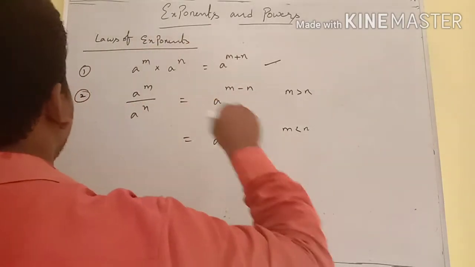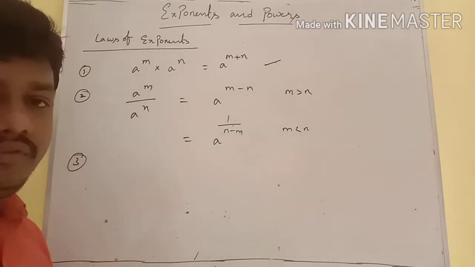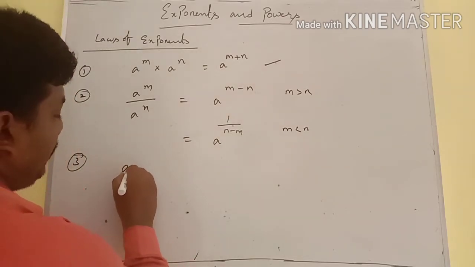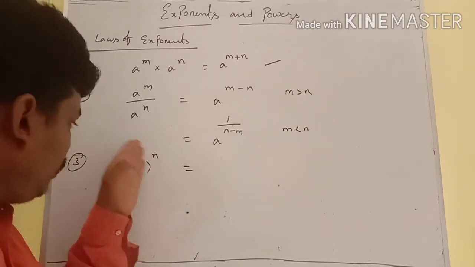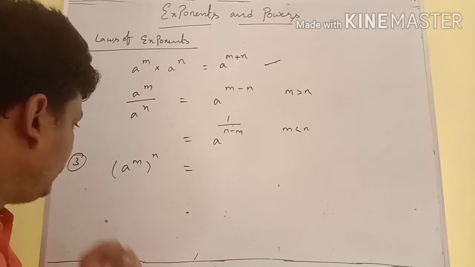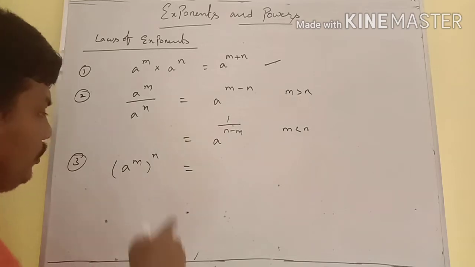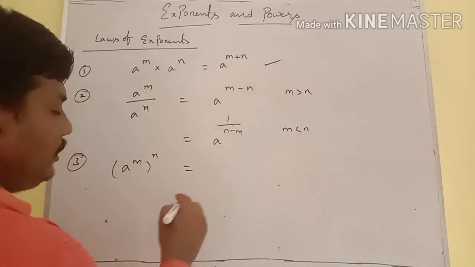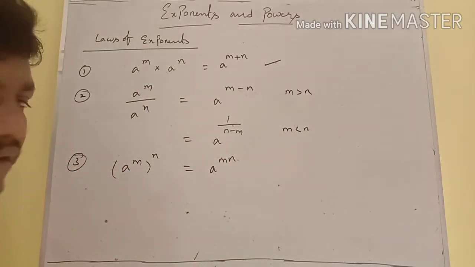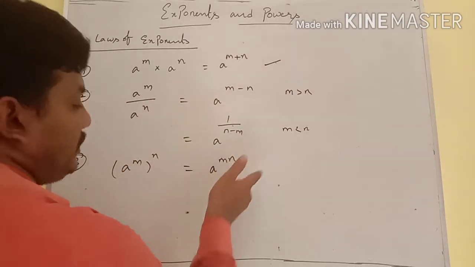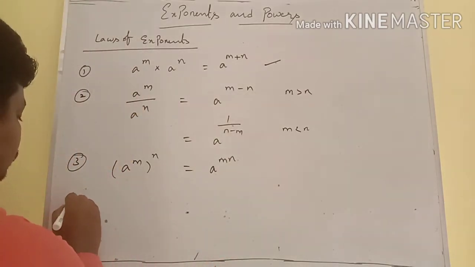So these are called exponential formulas. Now coming to the third formula of the laws of exponents: a power m whole to the power of n. If a is taken m times, then the whole is taken n times. A power m means a is repeatedly multiplied m times, then the whole is again taken n times. That means it becomes a to the power of mn. That means the powers become products. Next, coming to the fourth one.